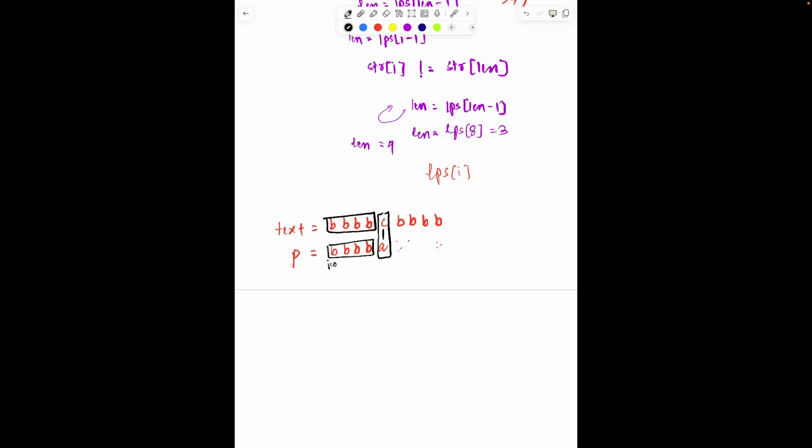So what I can do now is use the fact that this part of the string was equal to this part of the string, right? And the LPS value at this point would have said 3, because the longest proper prefix which is also a suffix is this BBB, of length 3. So I know that these three characters match with these three characters, and LPS here was 3. So I know this string was equal to this string, right?